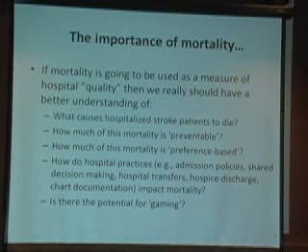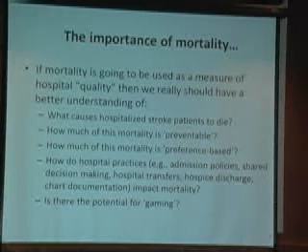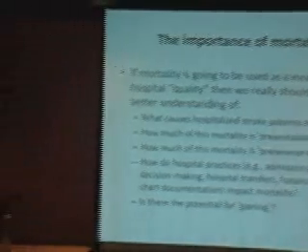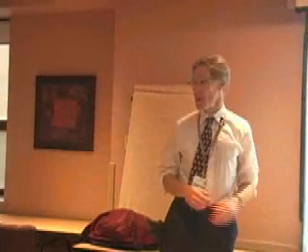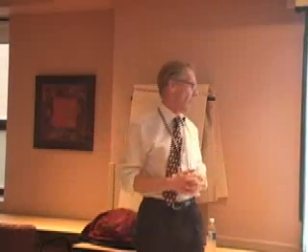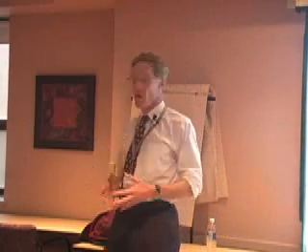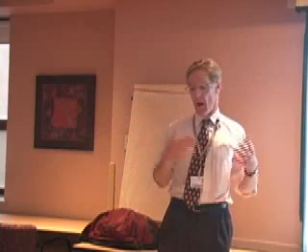And so if we're going to use mortality as a measure of hospital quality, then it seems to me that we should really have a better understanding of the following facts. So what are the causes? What causes hospitalized stroke patients to die? There's actually very little data on this. And how much of that mortality is truly preventable? And then how much of this mortality is preference-based? Particularly in the area of stroke, being as it primarily affects elderly populations.